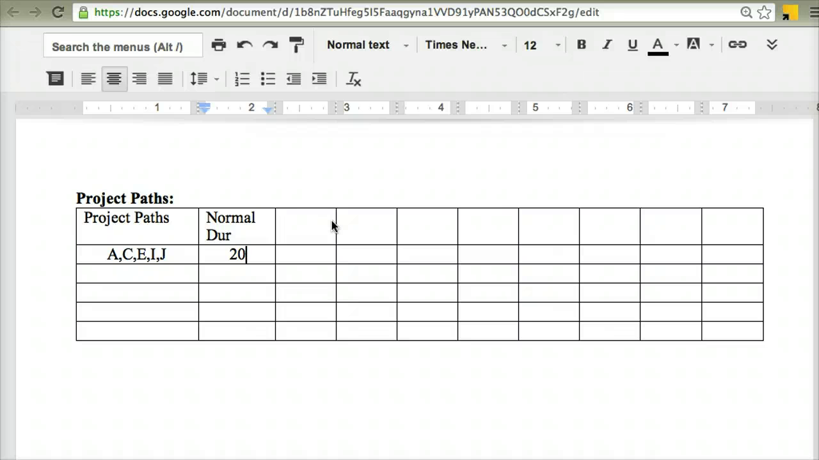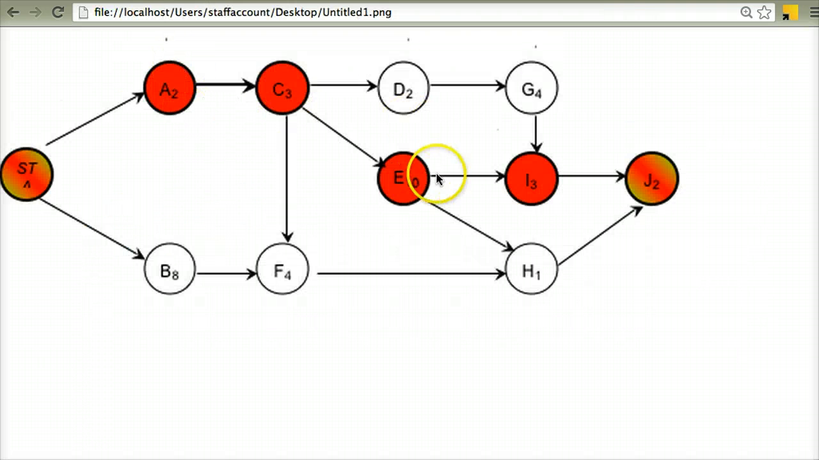But as you'll see when we go forward in the example, we have to keep track of all of the different paths in the project, not just the critical path. So I have to pick out all of the other different paths in my project as well, and again add up all the durations of each of those paths. So the next path that isn't the critical path, I'm going to go along the top here, which is A, C, D, G, I, and J.